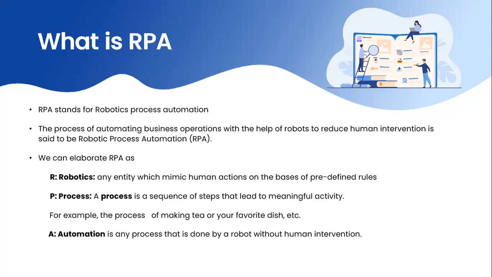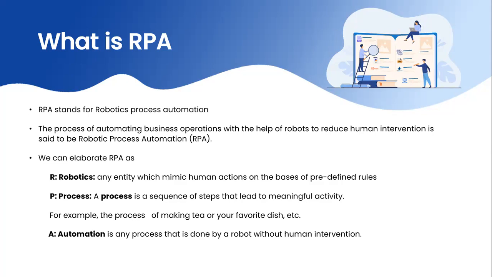That's not automation. Automation is like you gave the input, which is your clothes. You press the button. It started. At the end, you got clean clothes. That's complete automation. Automation is nothing but any process that is done by a robot without human intervention. You don't need a human over there. If you need a human, it's not automation.